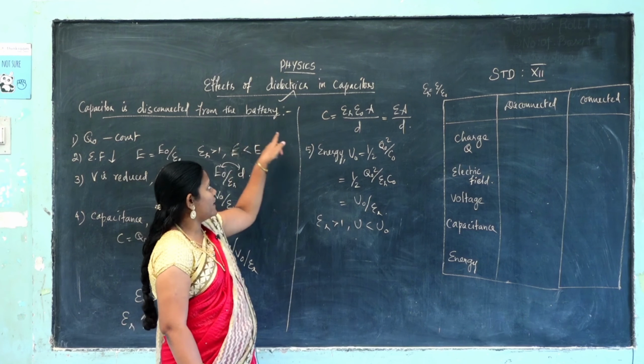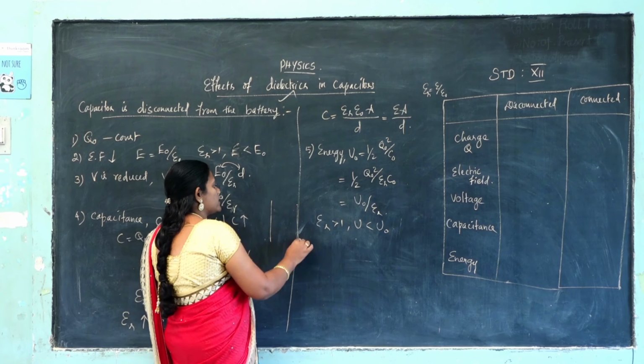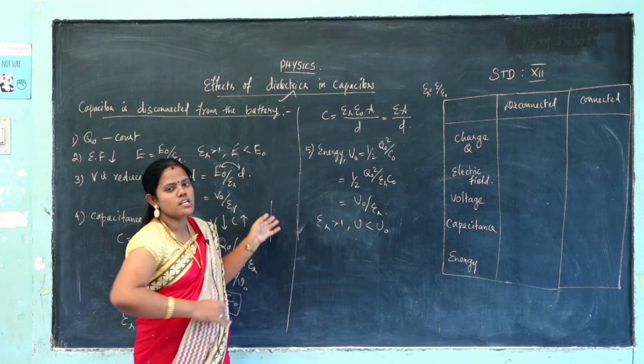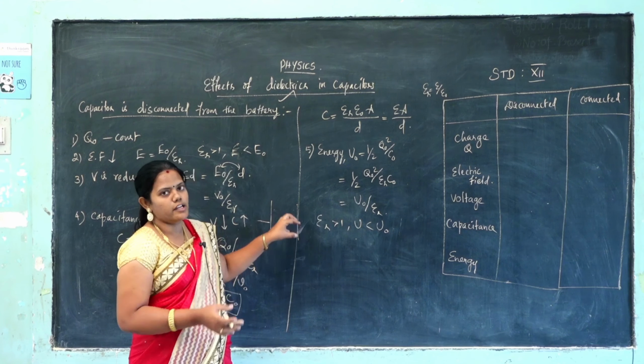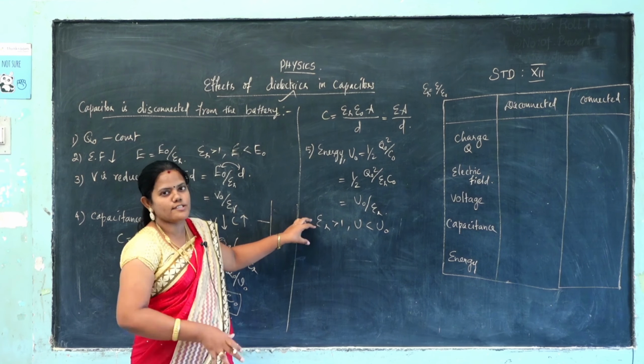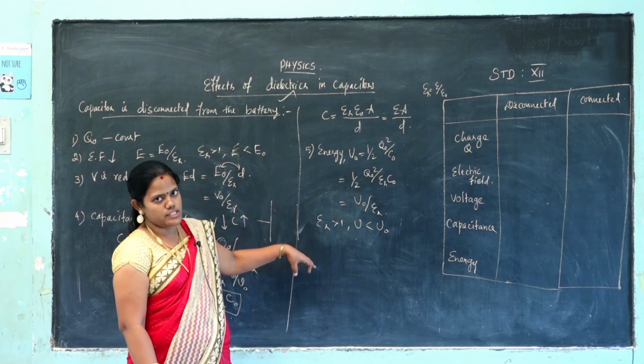So the effects of dielectrics on capacitors: a capacitor has two plates, one plate is positively charged and the other plate is negatively charged. In the gap in between, the dielectric is placed. What effects are created in the capacitor? We will discuss this in this session.